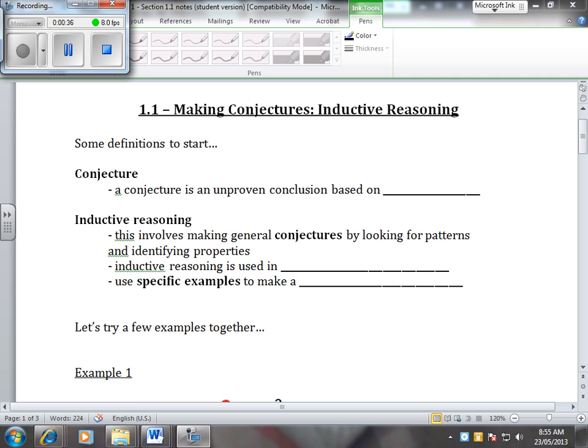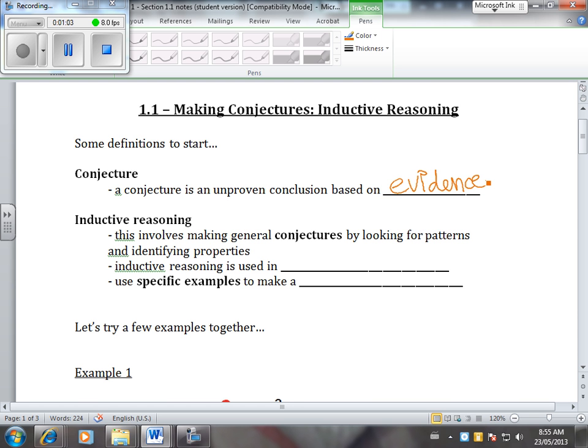So section 1.1 is making conjectures, and this is what we call inductive reasoning. So first of all, to define what those are, because a lot of people have not seen those words before. A conjecture is an unproven conclusion, but it's based on evidence. So it's not just you saying something for no reason. You've seen the evidence, and then you make a conjecture.